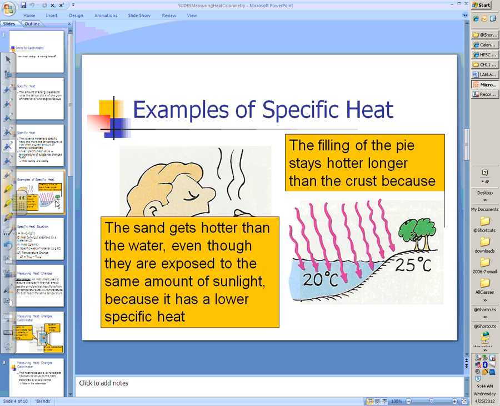Lower specific heats are things that are easier to change the temperature of. So in that case, the sand has a lower specific heat than the water does. Water has a really high specific heat. It is very difficult to change the temperature of the water. And I think we talked yesterday about the lake and how the lake stays. Did we talk about the lake yesterday?